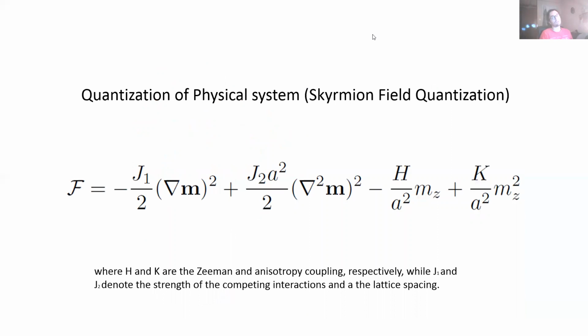To use a physical system as a qubit, you first need to do the quantization, because you have to learn how it behaves quantum mechanically, and then try to get a two-level quantum mechanical system to use as a qubit. This formula, I don't like putting formulas in presentations, but just to introduce you, is basically the quantization of the Skyrmion field, where H and K are the Zeeman and anisotropic coupling, respectively, while J1 and J2 denote the strength of competing interactions, and a is the lattice spacing.